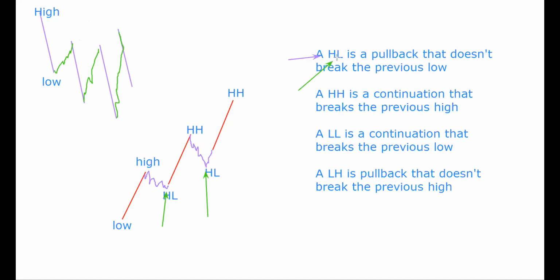Now, a higher low is a pullback that doesn't break the previous low. This pullback did not break this previous low. So it is not a higher low. Next, a lower low is a continuation that breaks the previous low. This, first off, is not a continuation. Does it break the previous low? No, it doesn't. Then next, we have a lower high. A lower high is a pullback that doesn't break the previous high. Now, look at this. This pullback over here in green. Did it break the previous high? No, it didn't. So it is a lower high.